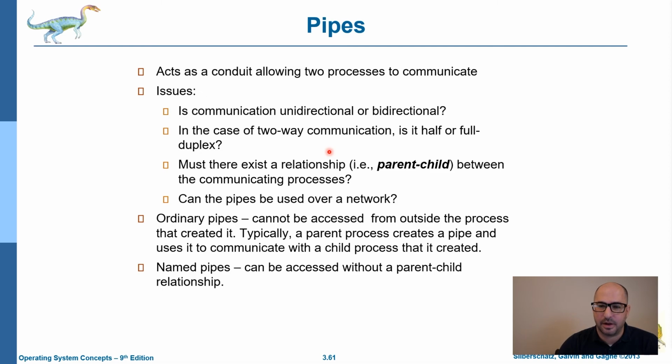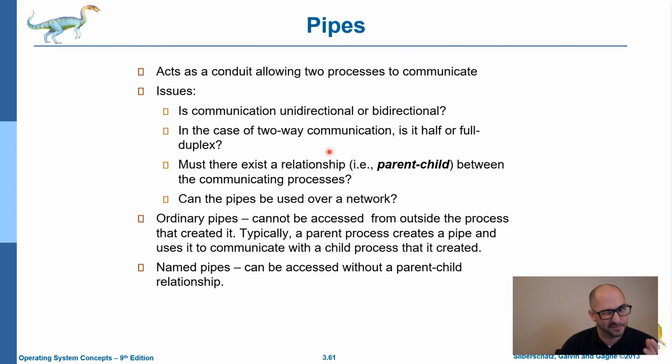Pipes are another method of IPC, and they are local tubes to carry information between processes. And again, they have the same concerns. Is this pipe unidirectional or bidirectional? Can both processes write and read, or can only one read and only one write? If it is bidirectional, can reading and writing take place at the same time?